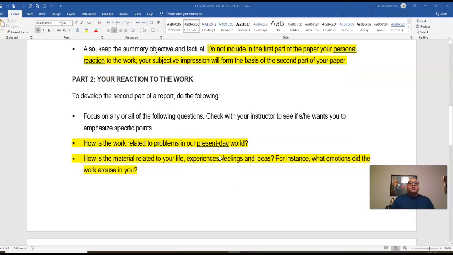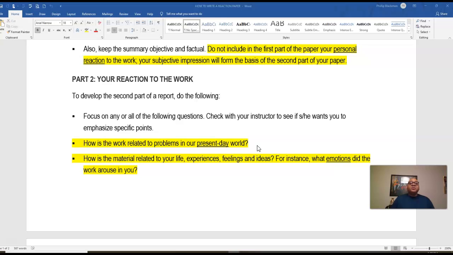And part 2 is where you're going to give me the reaction of your work. You're going to focus on all of the following questions. How is their work related to problems in our present day society? You know, a lot has grown out of that riot. Voting rights laws are being impacted, especially in conservative states because of that. There's a new fear in the country, that our government could be overthrown.